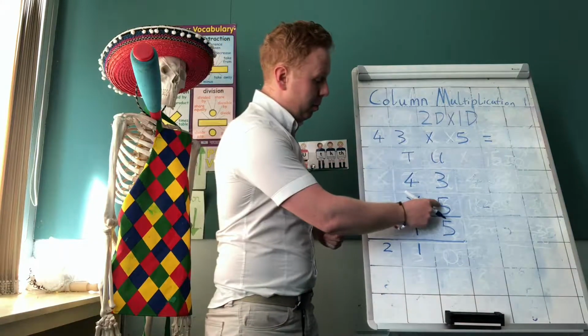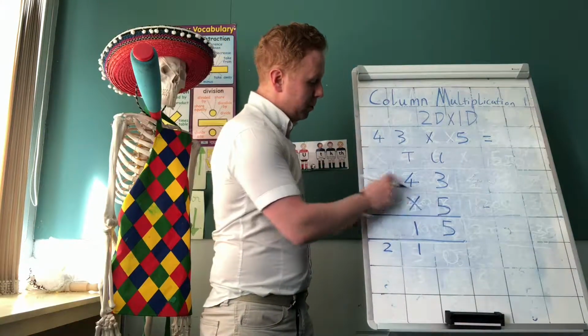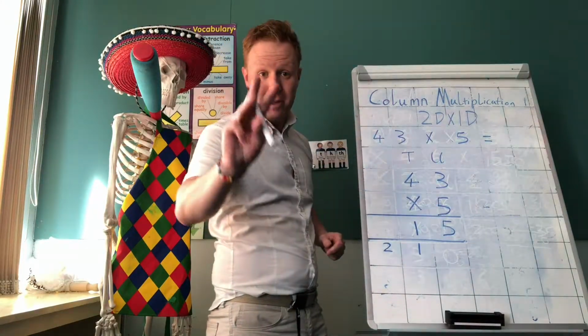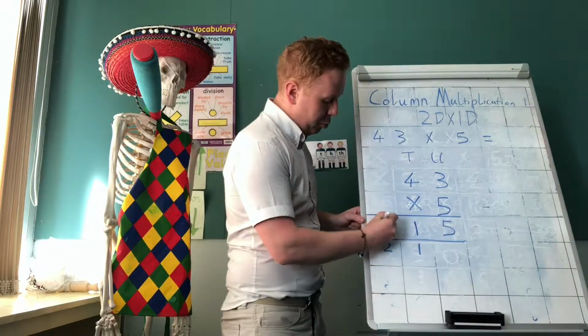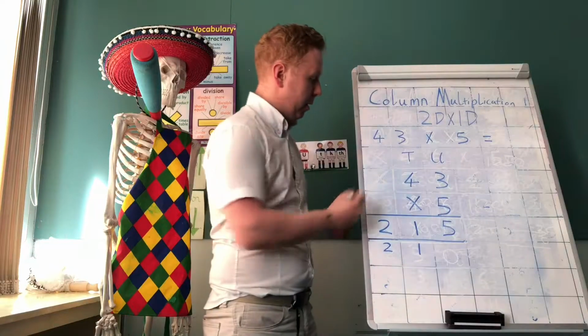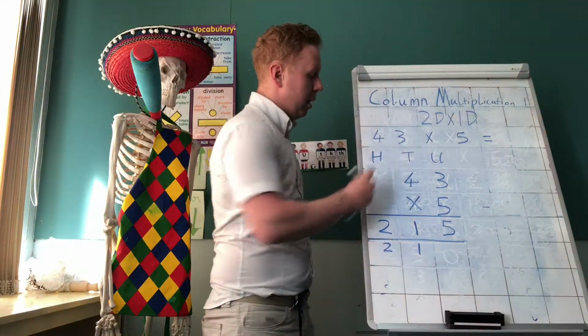I've now hit the end of the problem. There's no more multiplying to do in my hundreds at the moment. That'll come in my 3-digit times 1-digit video. So I simply put that 200 there. And then what I'll do is I'll label that up as hundreds.